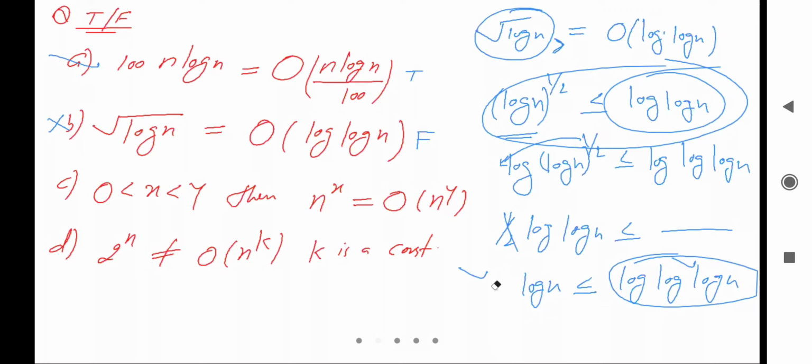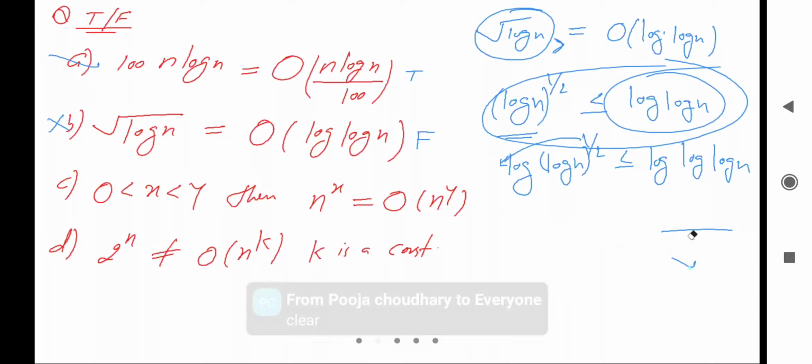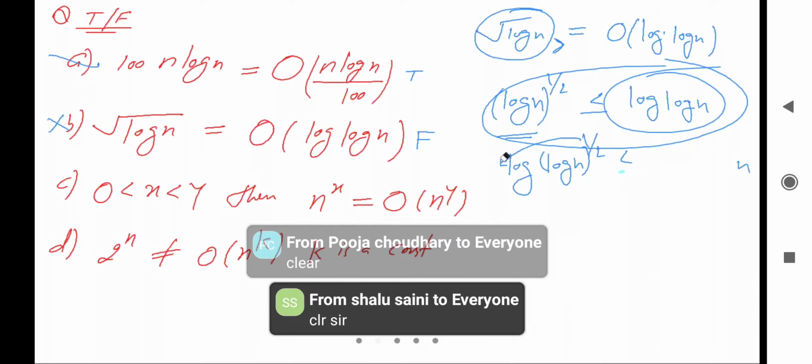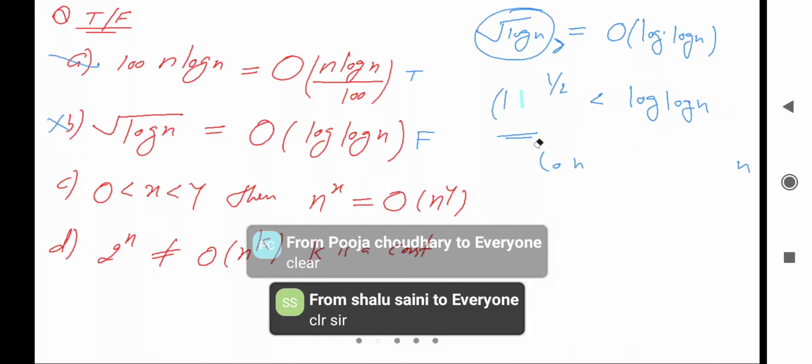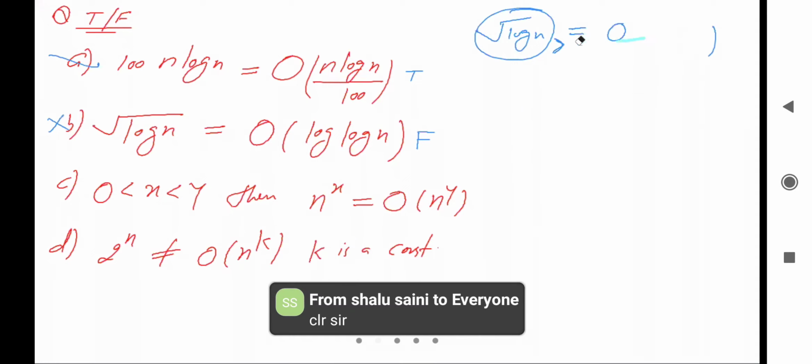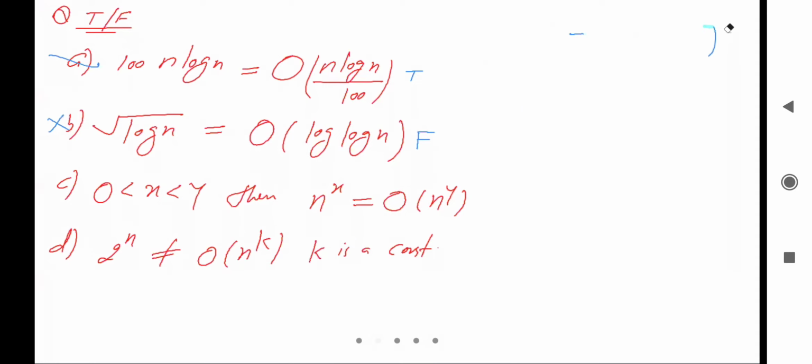Yes, is it clear or not? Yes, till this part, is it clear or not? Okay, fine. Let's see the next one.